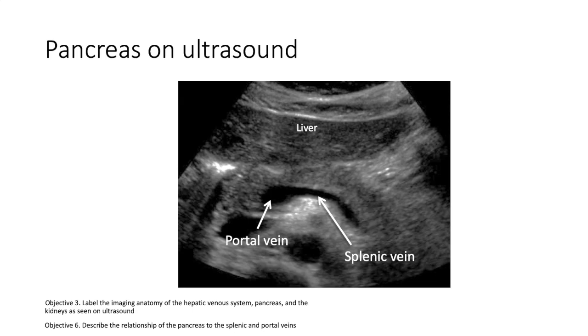As it goes, it's almost like a comma. As it gets to the top of the comma, it's going to be our portal vein. And then everything right above it is going to be our pancreas. So be able to find that comma or upside down smiley face and be able to find that pancreas on ultrasound.